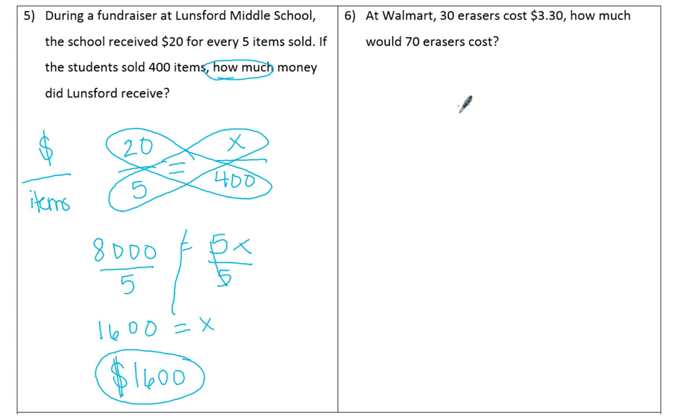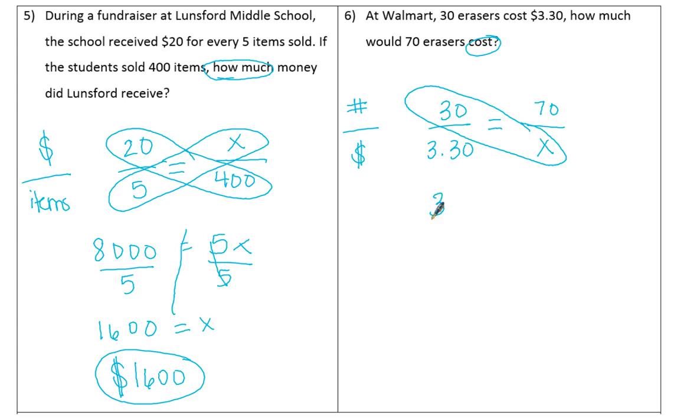Moving on to number 6, it says at Walmart, 30 erasers cost $3.30. How much would 70 erasers cost? So we know that the number of erasers is equivalent to a certain dollar amount, so we're going to put number over money. So we're going to say 30 erasers, and that cost $3.30, so 30 over 3.3. And that's going to be equal to 70 erasers, and how much did they cost? We don't know, that's our variable, so we put that over x. There's our proportion.